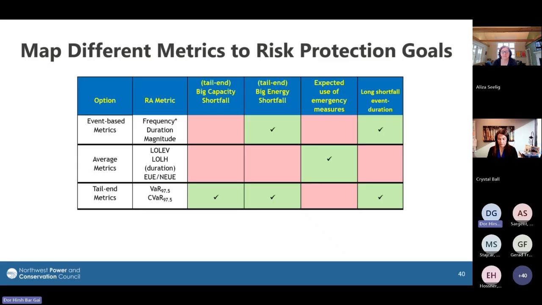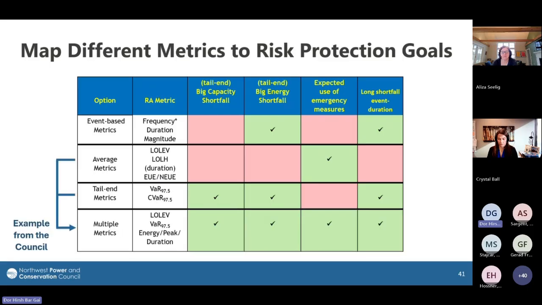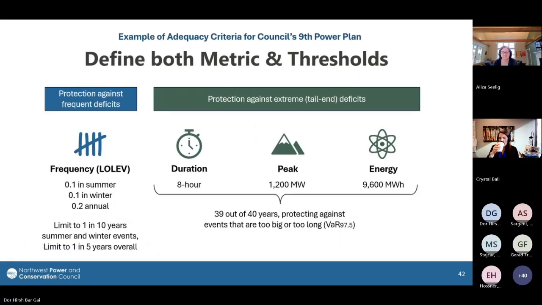We mentioned this before, no adequacy metric tells you everything. You could choose multiple metrics. And in fact, what the council ended up choosing was the loss of load events, the VAR values for energy, duration and magnitude. And so again, I know I'm running, but this is the idea. You have the metrics, you have your goals, and you could start mapping them together.